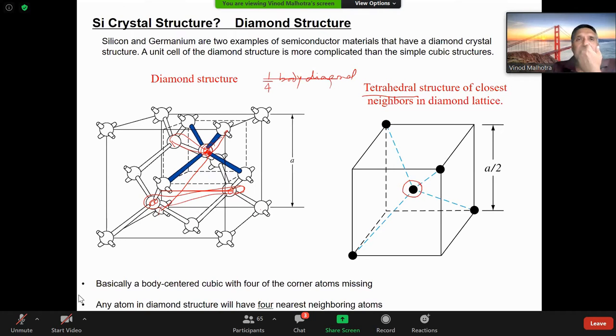All right. Any questions on this? No? Okay, good. So 1/4 along the body diagonal, this is the best way to visualize it and use the room. You imagine your room to be a cube and follow that.